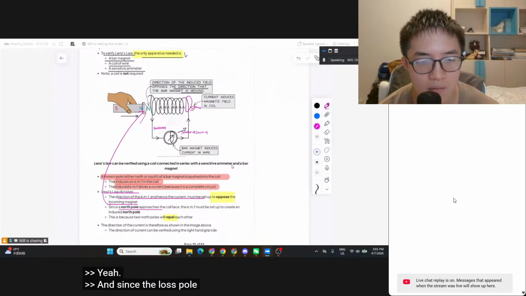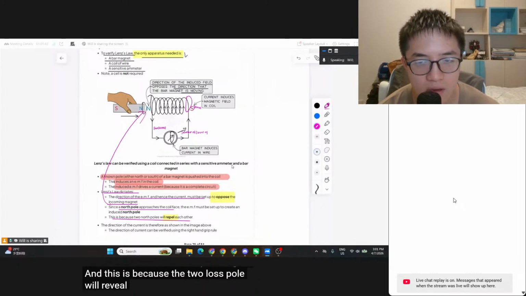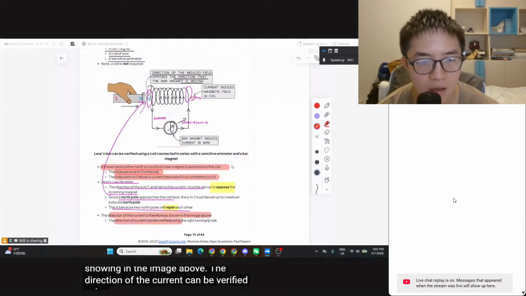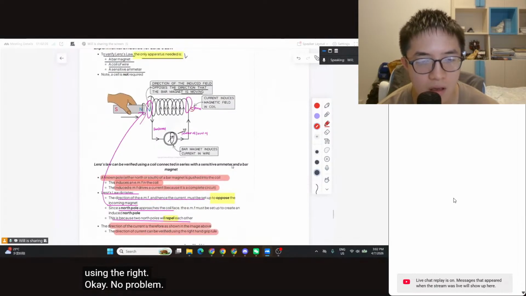Since the north pole approaches the coil face, the EMF must be set up to create an induced north pole, because two north poles will repel each other. Understand? No problem. After that, the direction of the current is therefore as shown in the image above. The direction of the current can be verified using the right hand grip rule.